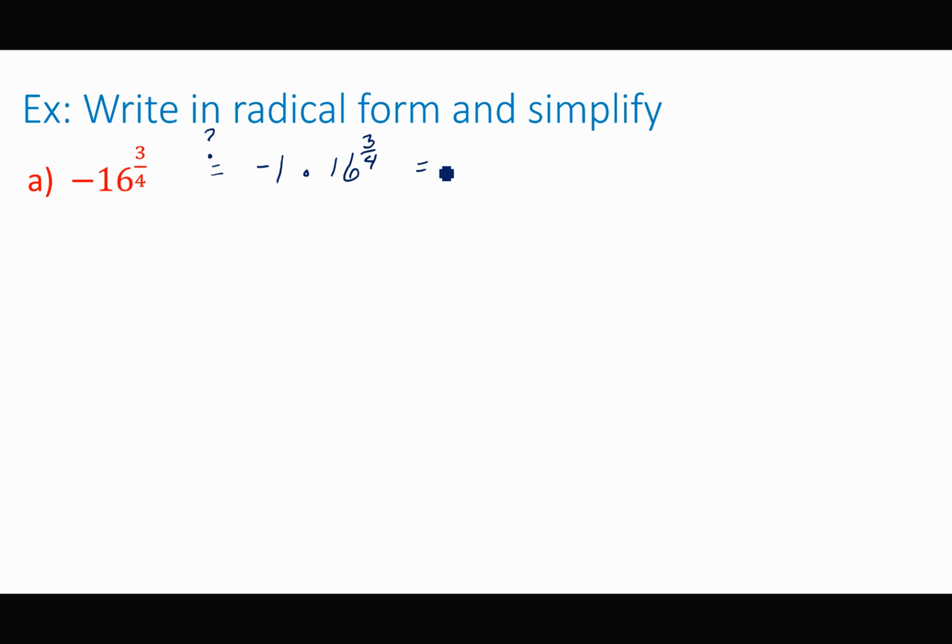So now really I have -1. How can I write 16 to the 3/4 with a radical? What's going to go in that top left, that index position? The 4. So this would be the 4th root of 16 cubed times -1. 4th root of 16 cubed ends up being 8, and so this would be a -8.